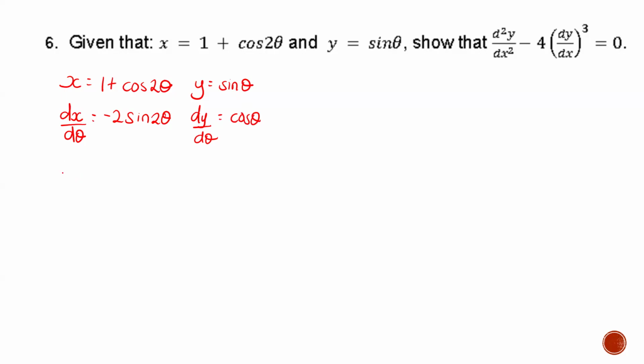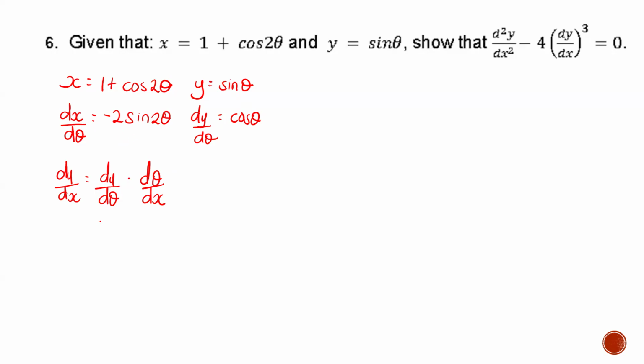Now we found the expression for dy dx, right? dy dx will give us dy d theta times d theta dx, right? Then we already have dy d theta, then we need to get the inverse of this.